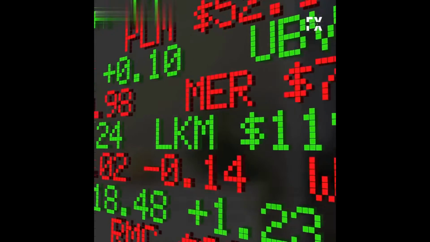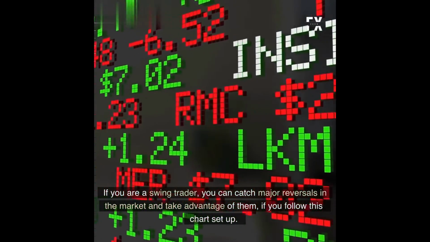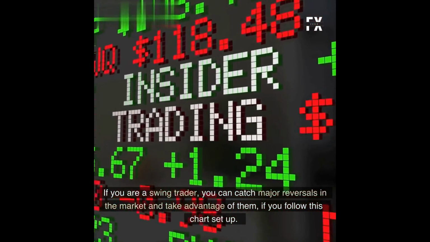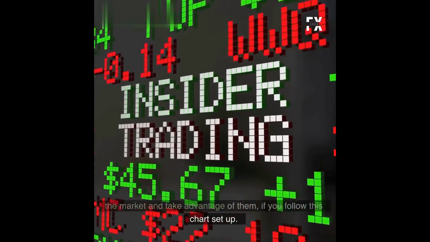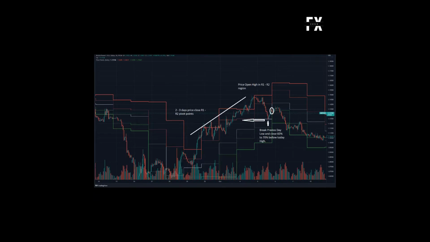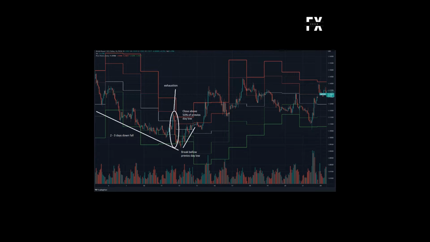If you are a swing trader, you can catch major reversals in the market and take advantage of them if you follow this chart setup. 2-3 days of uptrend, followed by the next day's open high between R1-R2 pivot levels, and reach below yesterday's low and close more than 60% above the previous day's low. 2-3 days of downtrend, followed by a price break below the previous day's low and bounce back and close more than 50% above the previous day's low.